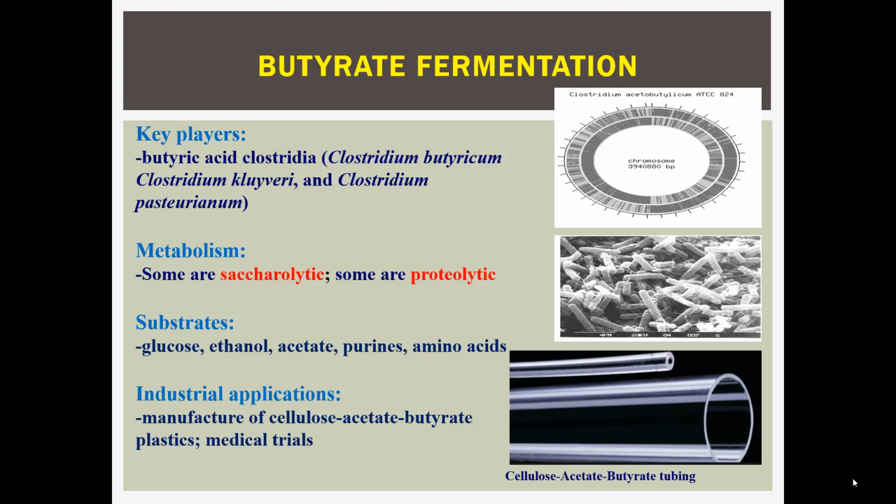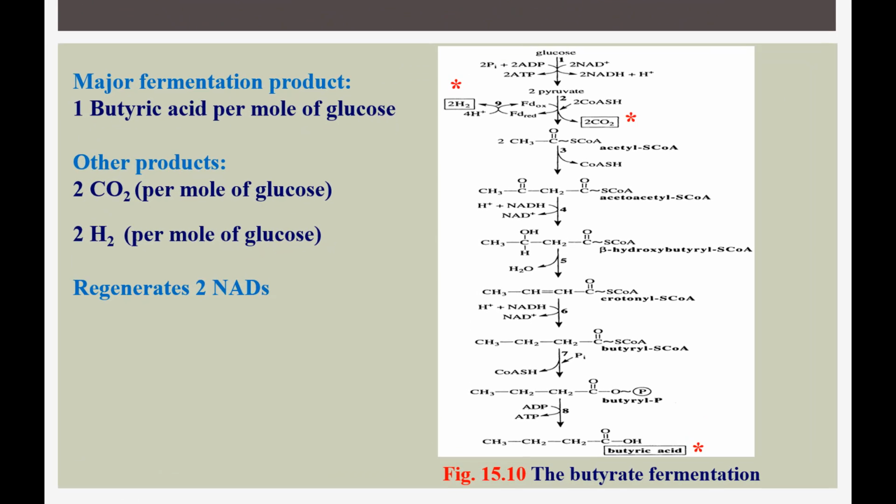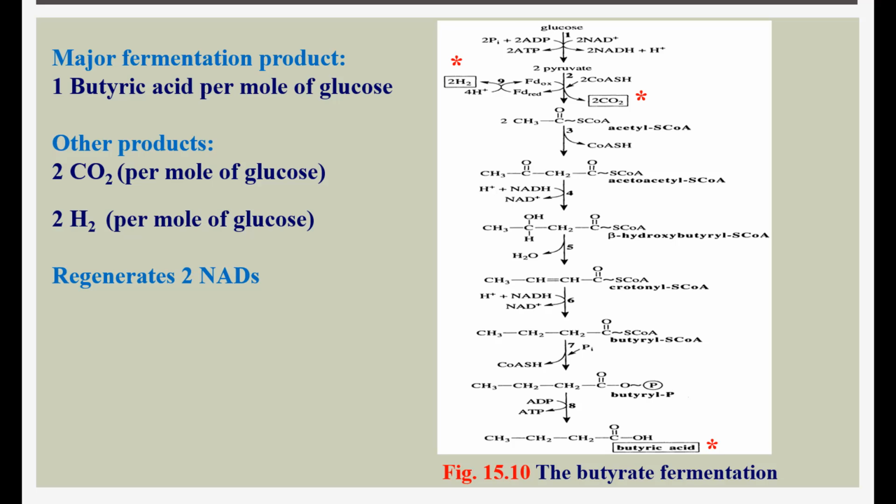Butyric acid is used in the manufacture of cellulose acetate butyrate plastics. It has also been tried for its potential use in the treatment of leukemia and sickle cell anemia. So here is the butyrate fermentation pathway. As you can see here, the pathway begins with glycolysis. The butyric acid Clostridia ferment glucose to butyric acid. The fermentation products include hydrogen gas, carbon dioxide, and a small amount of acetate is sometimes produced from pyruvate by some species.